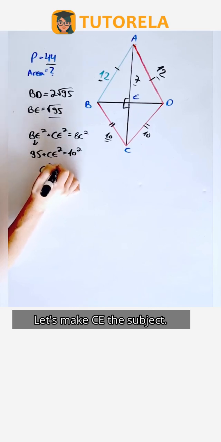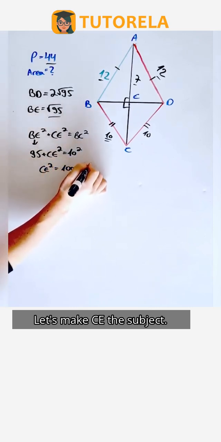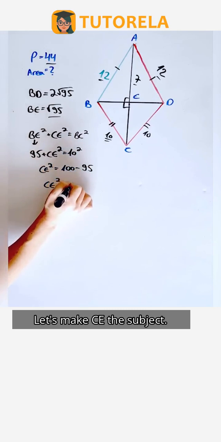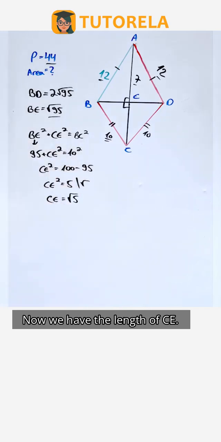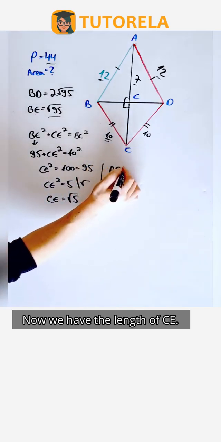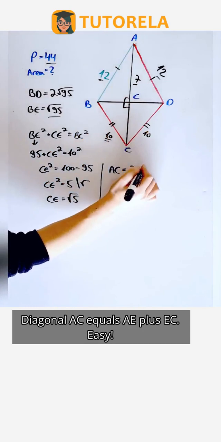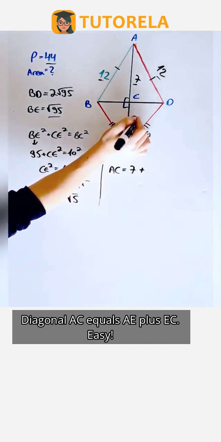Let's make CE the subject. Now we have the length of CE. Diagonal AC equals AE plus EC. Easy!